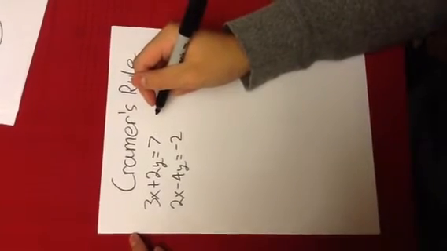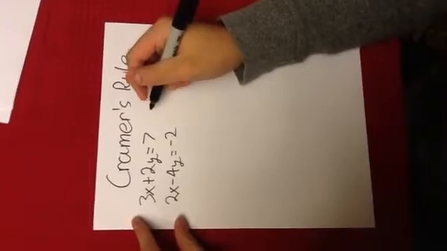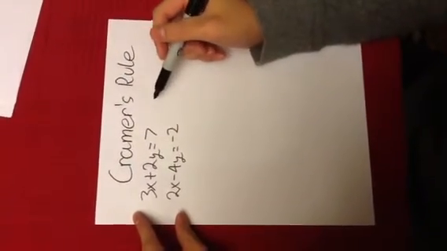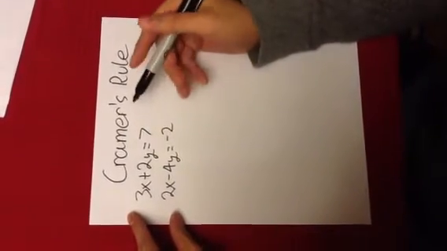Today we're going to be learning about a mathematical concept called Cramer's rule. What Cramer's rule does is you take these two equations, put them into a visual representation called matrices, and solve these matrices. This is just another way to solve for x and y.